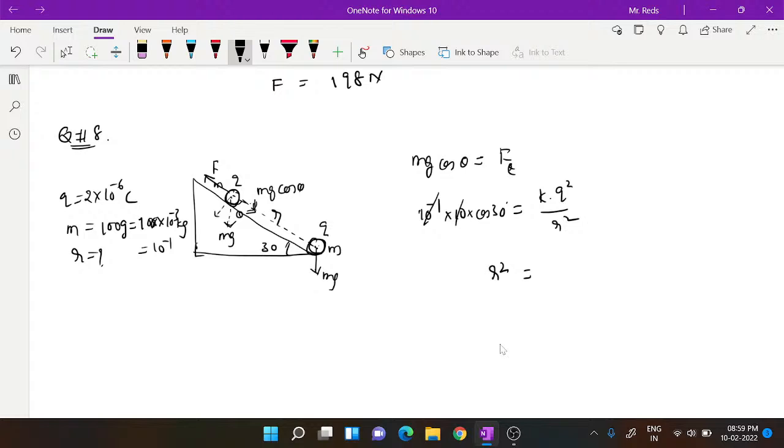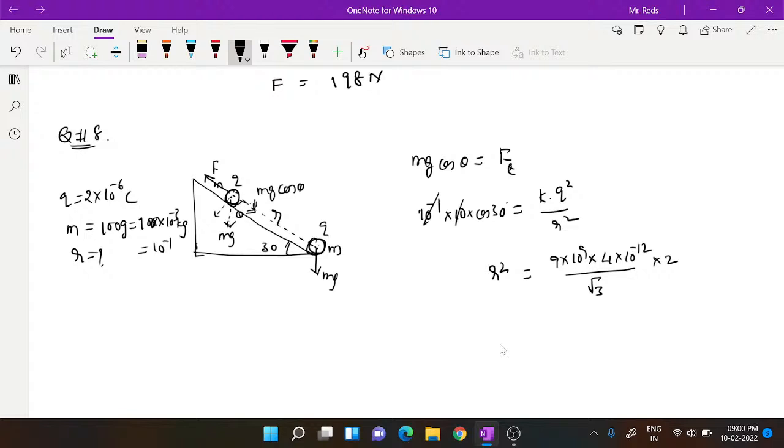So we can write this as r square is equal to k, 9 into 10 to the power 9. Q is given as 2 into 10 power minus 6. Square means 4 into 10 to the power minus 12, divided by root 3 by 2. So 2 goes here. Oh no, no, this is r. But here, cos 30. Cos 30 is root 3 by 2.